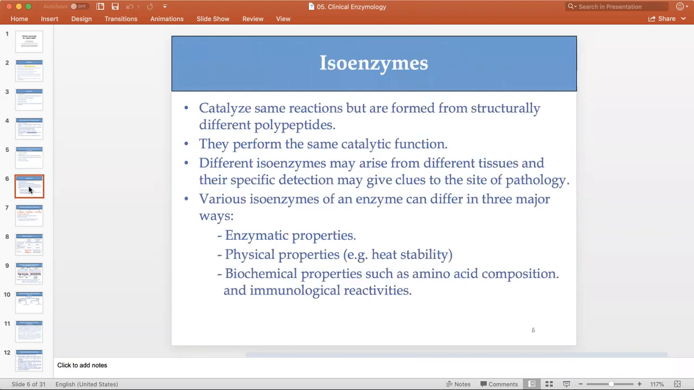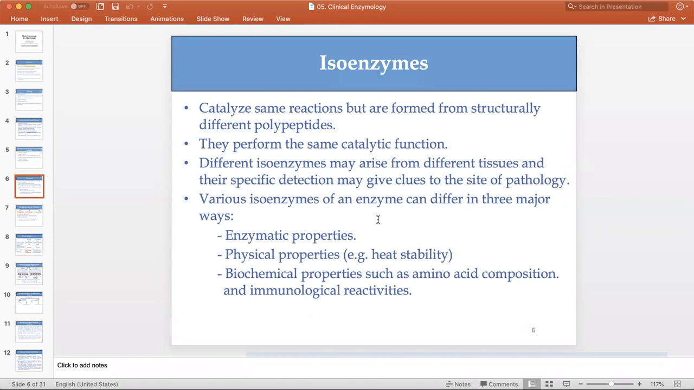What do we mean by isozymes? Isozymes are basically the same enzyme, but with different structures. They perform the same function, but they have slight changes in their characteristics, okay? They catalyze the same reactions, but are formed from structurally different polypeptides. They perform the same function. We have different isozymes in different tissues.